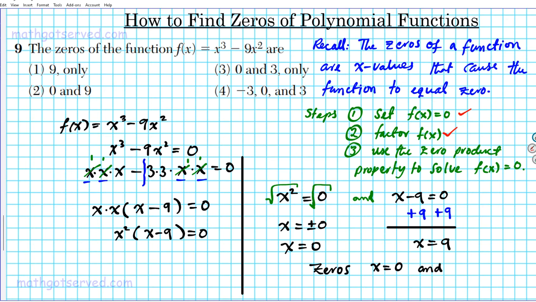What does this mean? When you plug these numbers into the function, your output is going to be 0. And if you graph them, at these points, the graph is going to be hitting the x-axis, because on the x-axis, the function's value is 0. Alrighty, so question number 9 is option number 2.